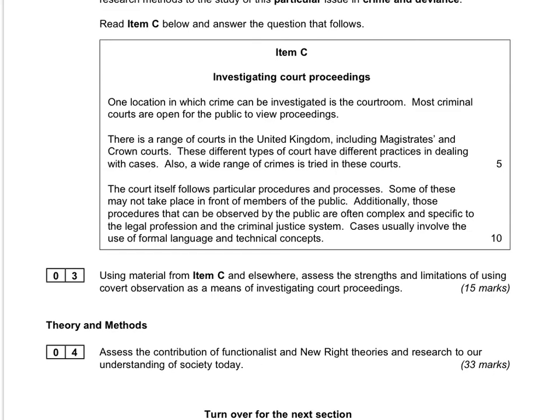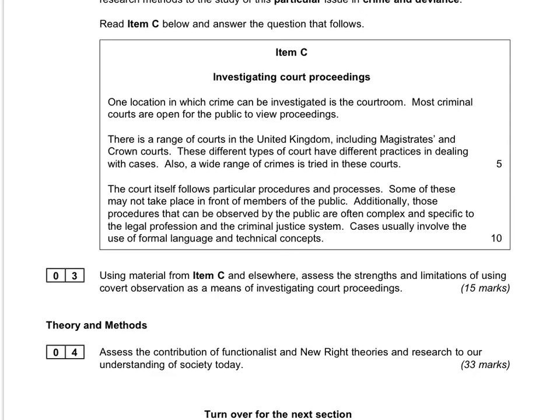Just at the very bottom there, line 10, it says cases usually involve the use of formal language and technical concepts. So if you are a researcher sitting in the public gallery and you're not able to go down and say, oh, can you explain that word? How might that affect the validity of your research? That's kind of like a theoretical issue. The other 2 issues you must talk about are practical issues, obviously, and ethical issues in any order.